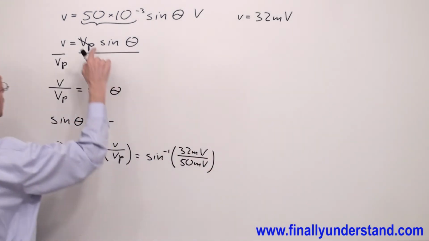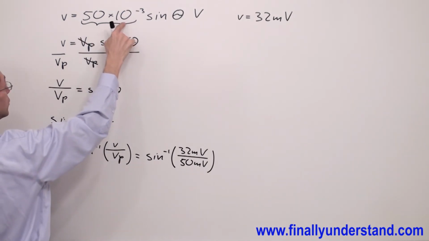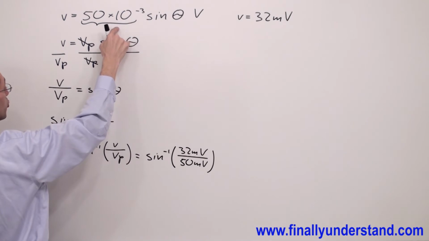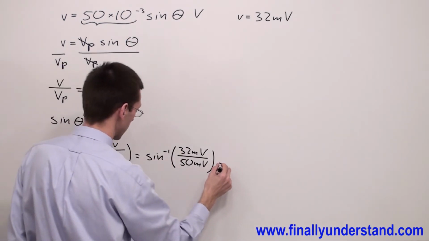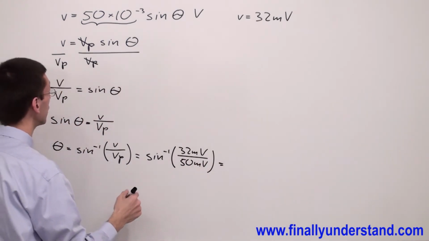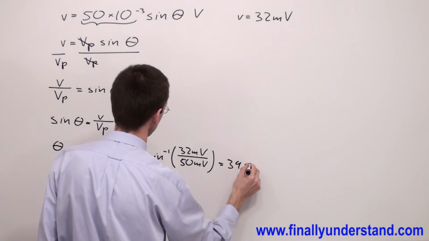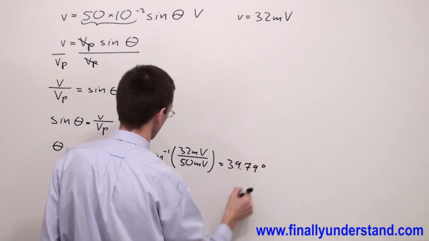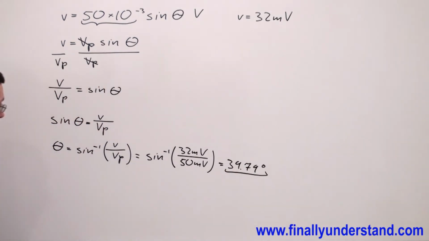Why 50? Because I have 50 times 10 to negative 3. 10 to negative 3, power of 10, is represented by milli. Just plug this into the calculator and you will obtain 39.79 degrees. This is my angle in degrees.